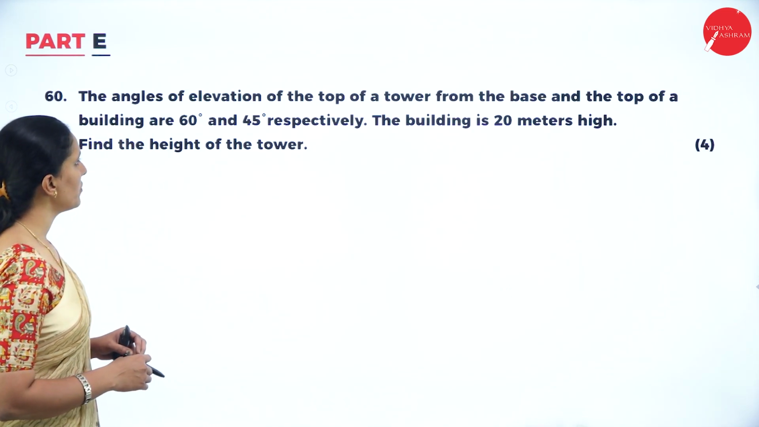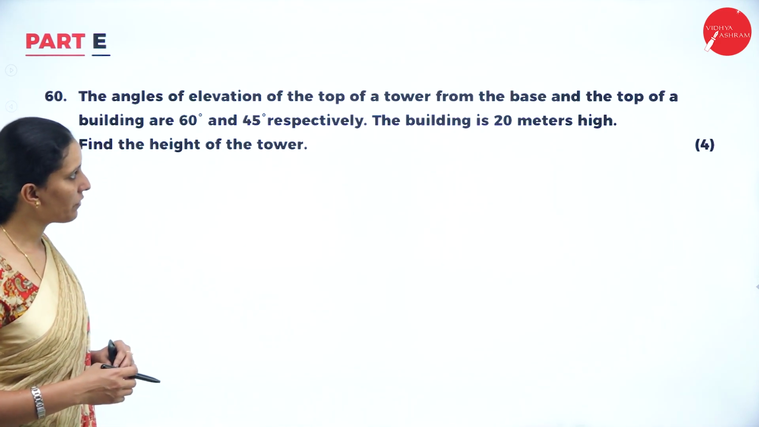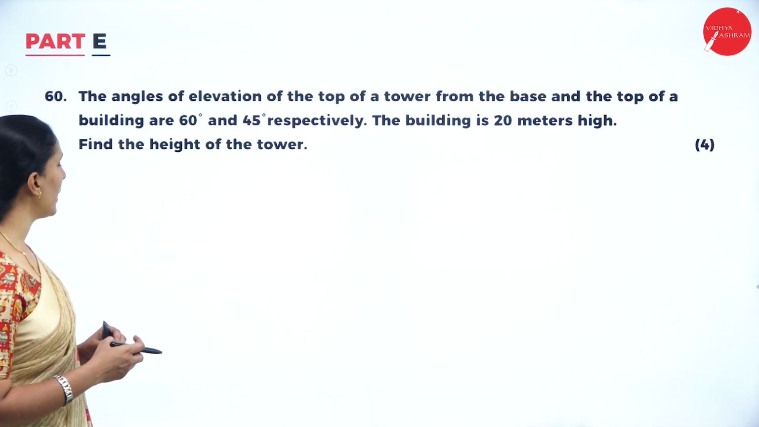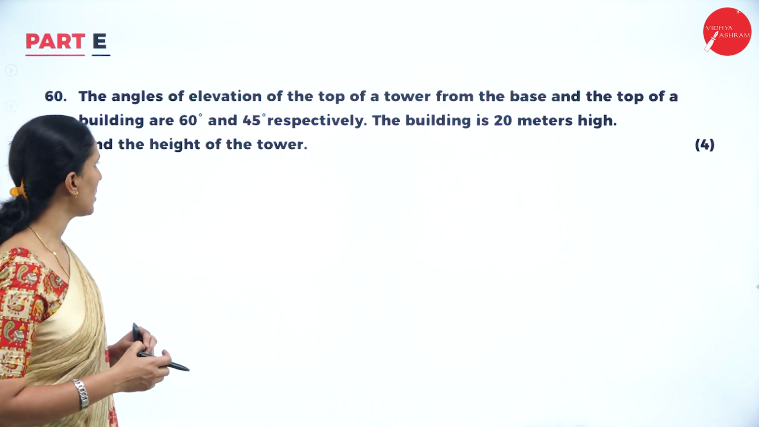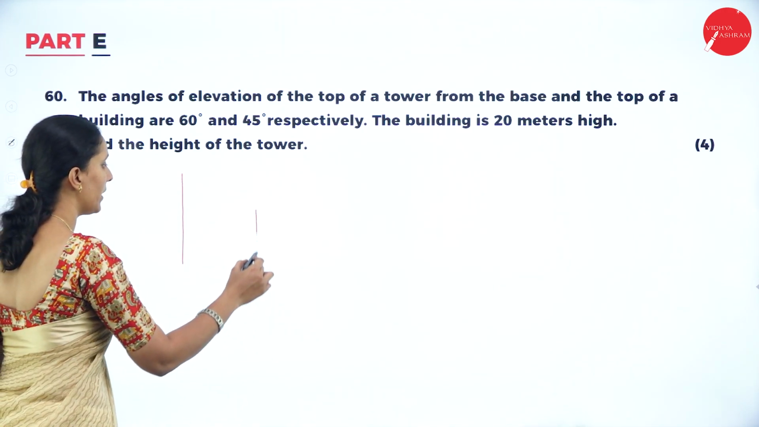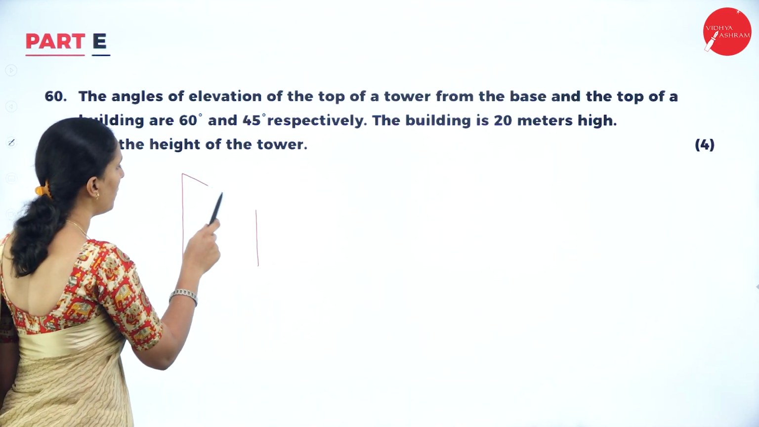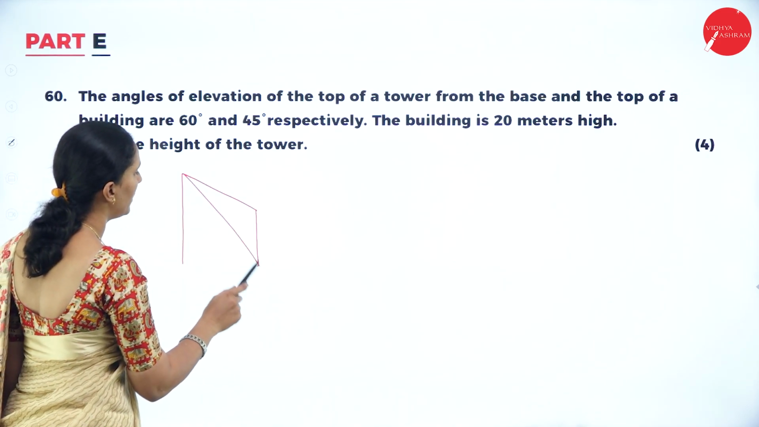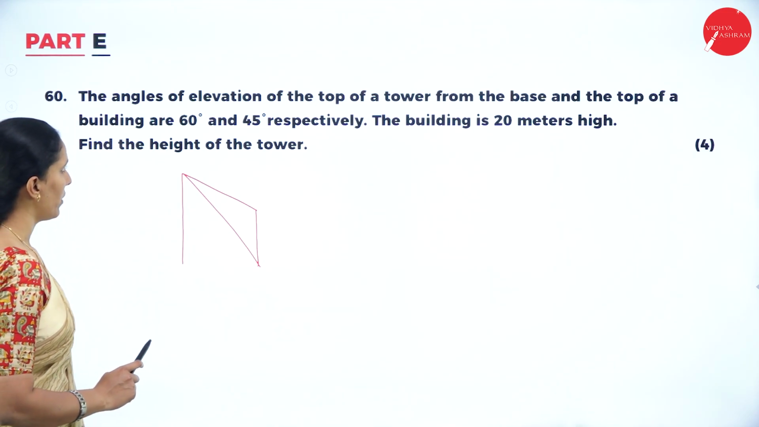So next we are moving to the last question, a 4-mark question. This is a question from heights and distances. The angles of elevation of the top of the tower from the base and the top of a building are 60 and 45 degrees respectively. The building is 20 meter high. Find the height of the tower. So we have a tower here, we have a building here. From the top of the tower, the top of the building and the base of the building were observed, and it was 60 degree and 45 degree.